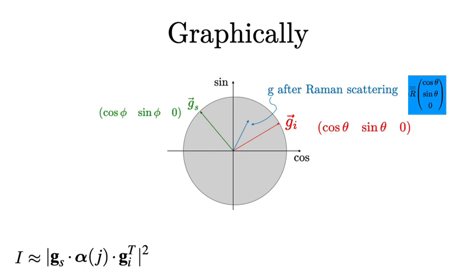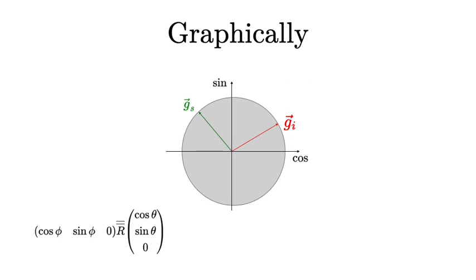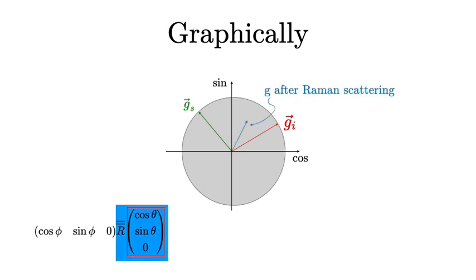Okay, let's go to the second step. So this is where we are, right? We start with an incoming polarization and then a scattered polarization. GI is this vector here. The equation on the bottom left is the equation we use for the intensity. Now, the Raman scattering is going to rotate and rescale the vector, as I said many times already. So it's going to do this. This is essentially mathematically the Raman tensor R applied to cos theta, sin theta, 0.